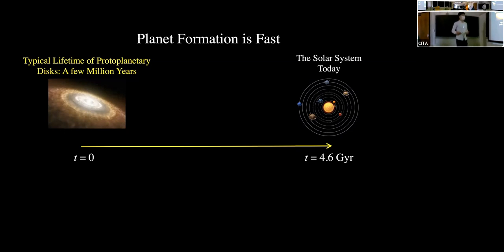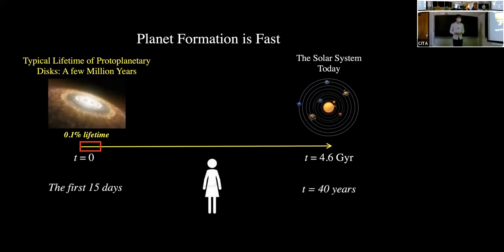that is to say, for an ordinary star like the Sun in the Milky Way, most of its planet formation processes need to happen in the initial 0.1% of its lifetime. If we make an analogy, if we say the solar system today is a middle-aged person, 40 years old, then the planet formation process needs to occur in the first 15 days of her lifetime.